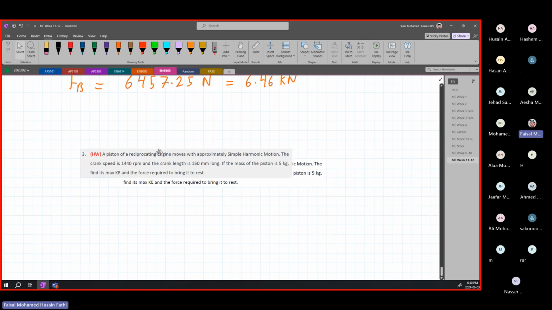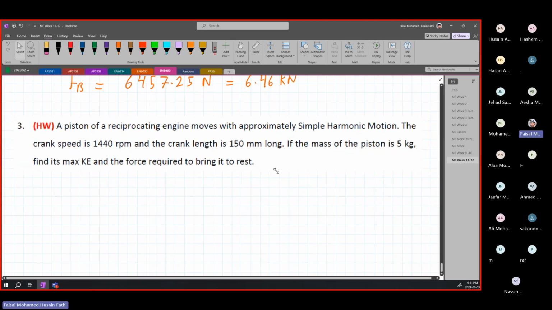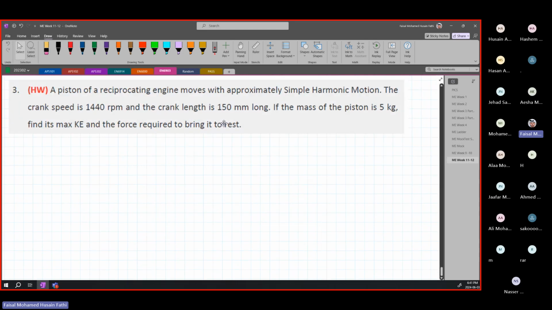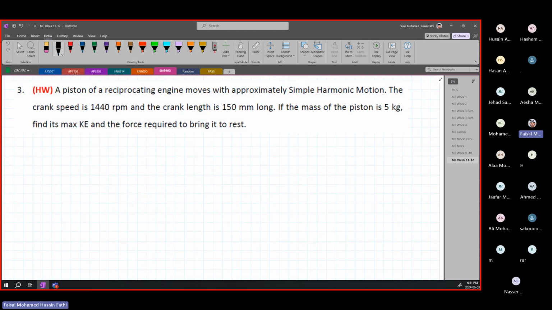Question 3 says, a piston of a reciprocating engine moves with an approximately simple harmonic motion. What does this mean before I even go through the question? A piston looks something like this, and these are the walls of the cylinder. The motion of it is that it goes up and down, and it is connected to something known as the crankshaft. Excuse my drawing, but it's going to look something like this.